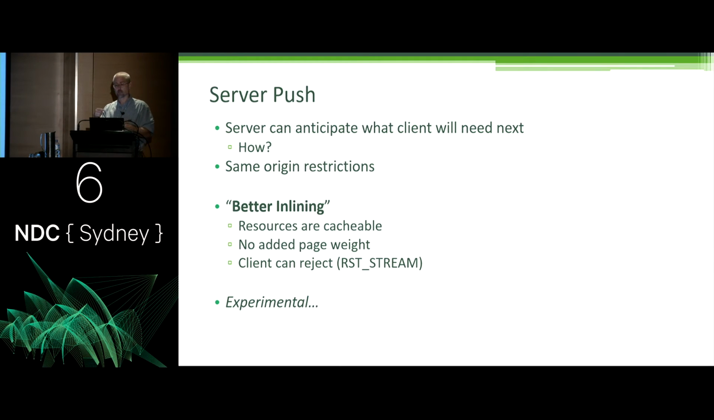Once you start pushing it, there are same origin restrictions; I can only push stuff that's from the same host. They call it better inlining. So if you've been watching a lot of web performance lately, some people are saying you should embed the top part of your CSS file into your HTML, right? Or you should take images and make them into data URIs and shove them into your HTML, if you're familiar with that, doing inlining. The problem with that is when you inline that stuff, it's not cacheable, right?